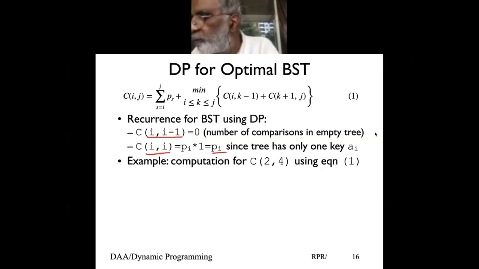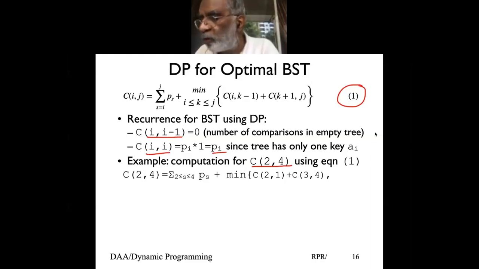Let's give an example. How do I compute C(2,4) using this equation 1? We know that for C(2,4), K would vary over 2, 3 and 4. So C(2,4) is the sum of P2, P3, P4, plus the min over K, where K varies from i to j. That means K becomes 2, K becomes 3, K becomes 4.